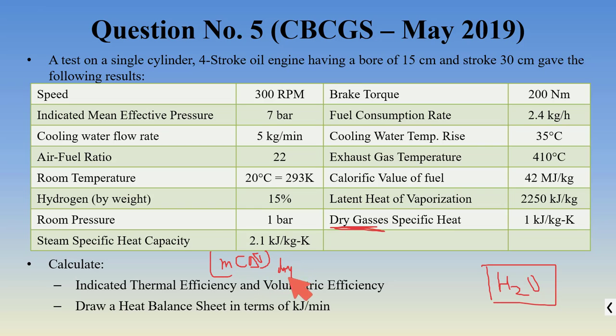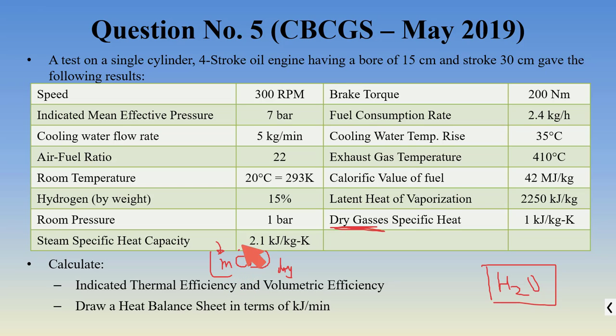Okay, the heat absorbed by dry gases is what? Q is equal to mc delta T of dry gases. So that part is very easy. But what is the mass flow rate of the exhaust gases? That part we will come to. Just what is the mass flow rate of dry gases?